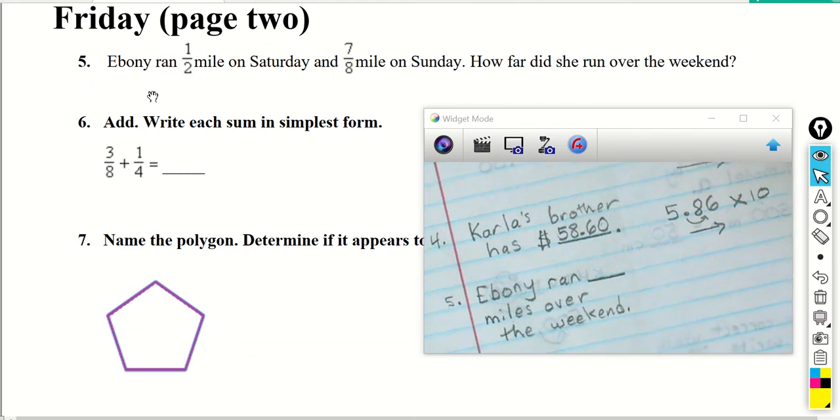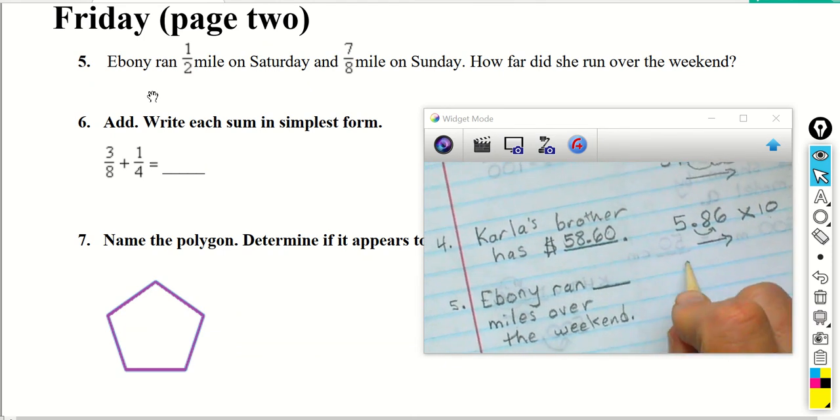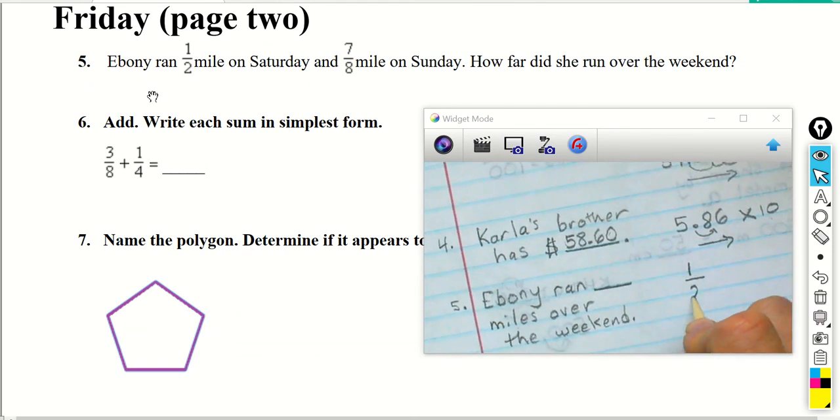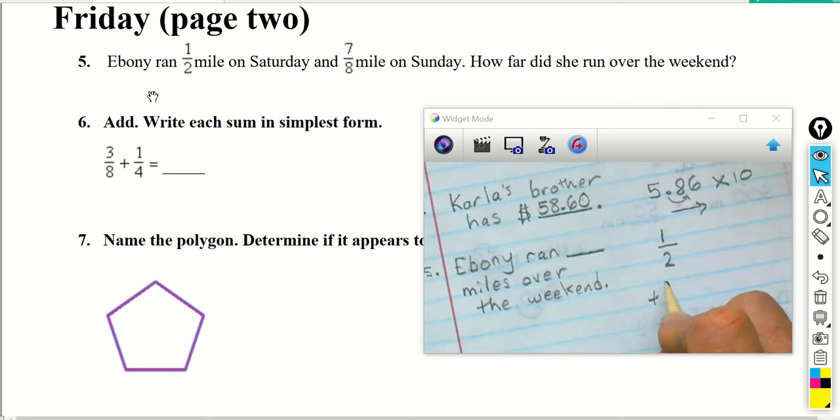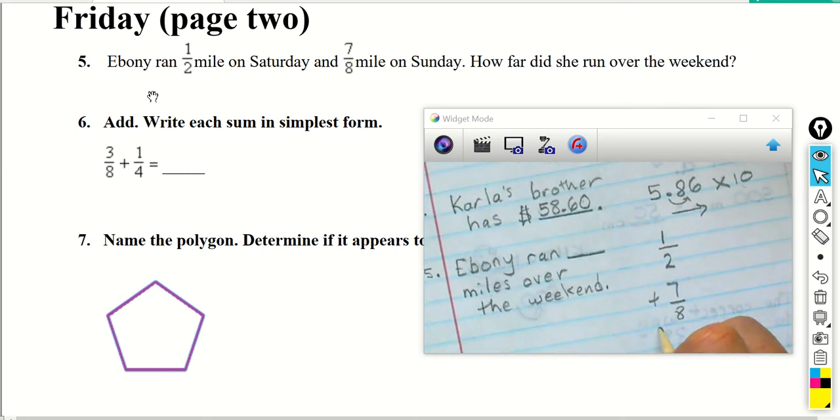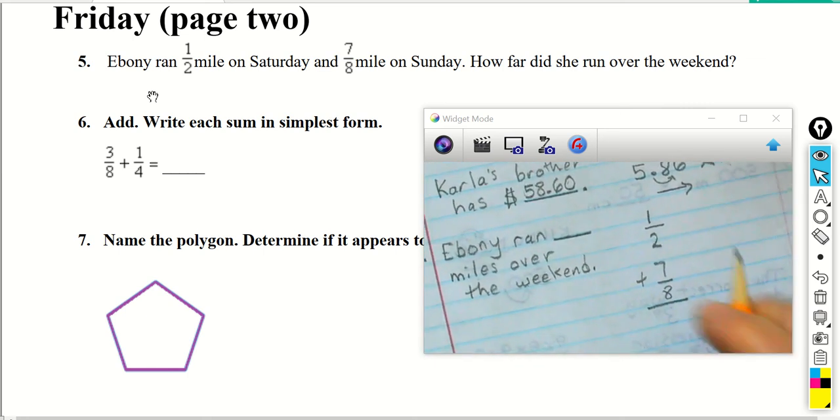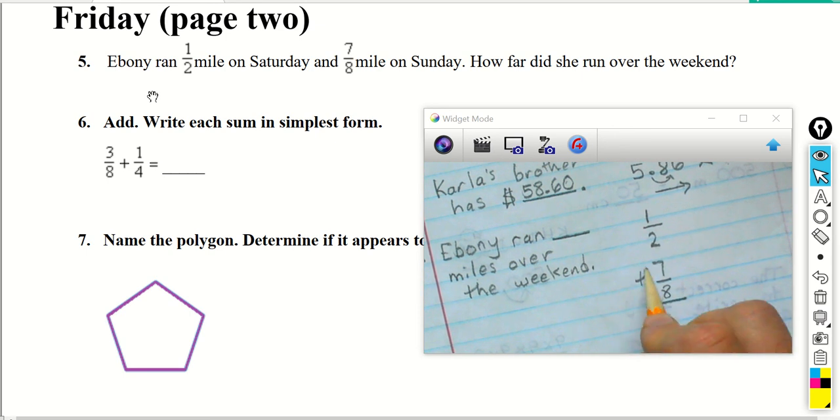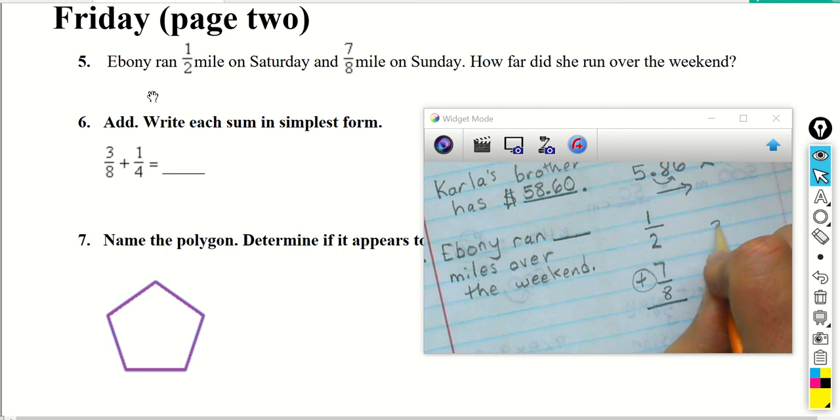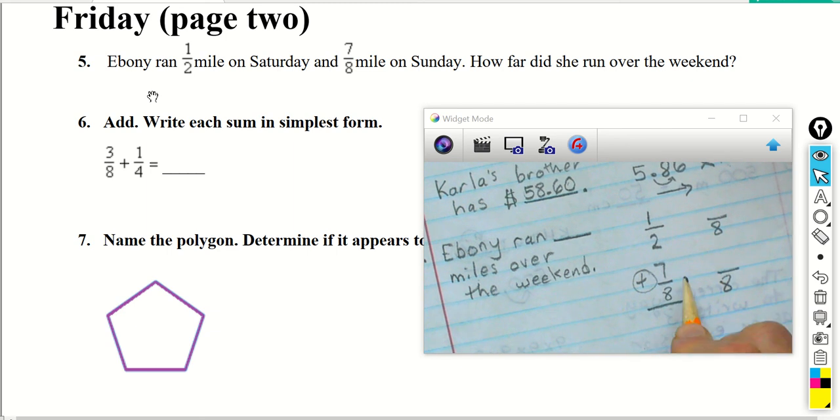I'll put a period. Now what I'll be doing is I'll add up the Saturday amount that she ran with the Sunday amount that she ran, which is 7/8. Well, the first thing I notice is that I do not have the same denominator, and I can't add if I don't. I'm going to circle that I do add here so I don't forget and subtract by accident. I do notice, though, that 2 times 4 is going to equal 8, so I can turn both of these denominators into 8 so that I can add. I don't have to do anything with 7/8, it's already got a denominator of 8.